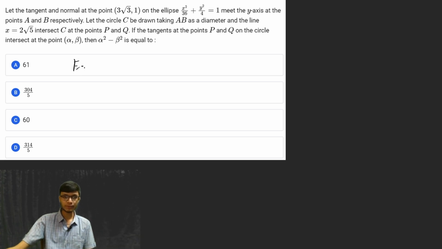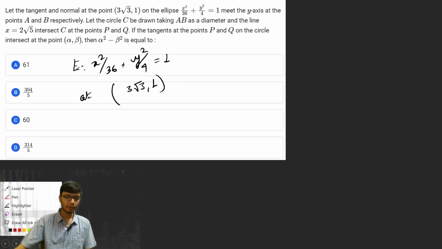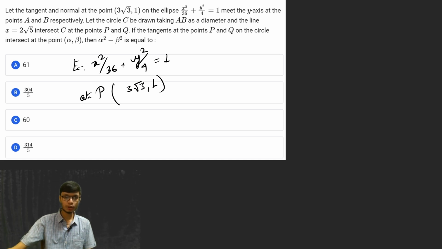It is saying that the ellipse is x square by 36 plus y square by 4 is equal to 1. Now it is saying that the tangent and the normal at point A, so let me write this point A as (3 root 3, 1) on this particular ellipse, meet the y-axis at point A and B respectively. Okay, so let this not be point A, let it be point B, that will be better. So this is equal to point B.